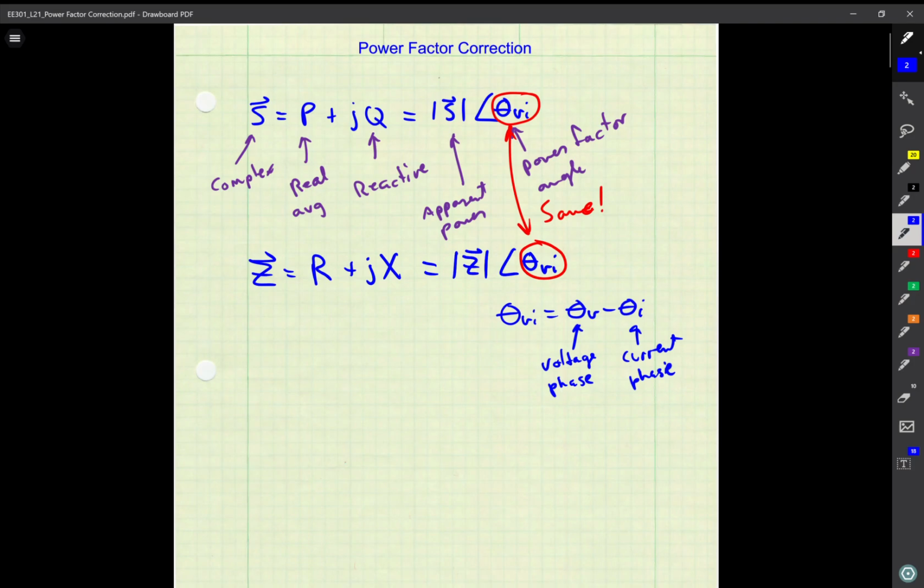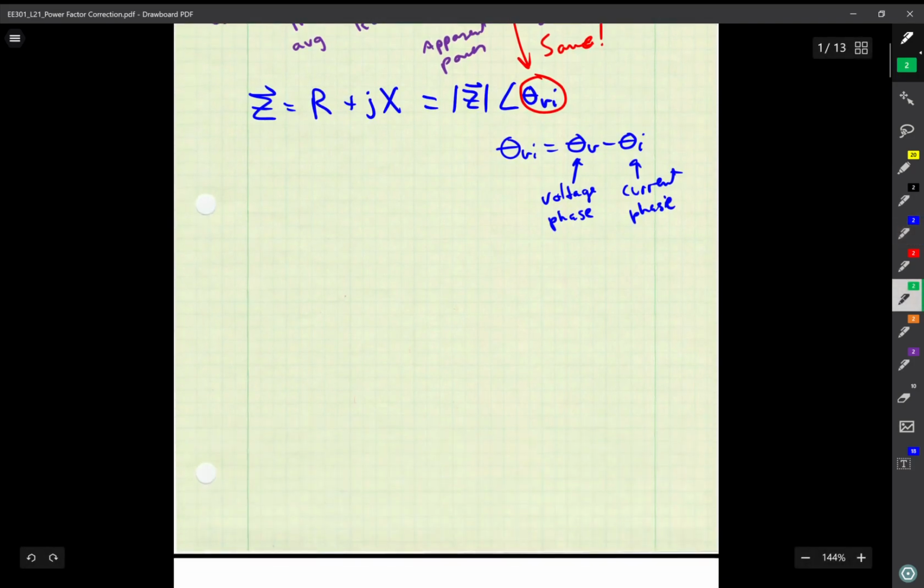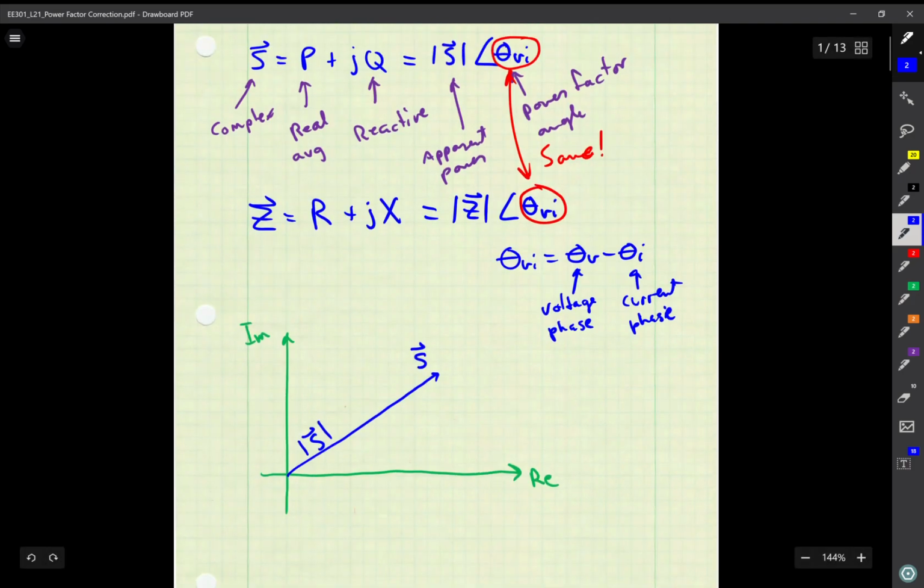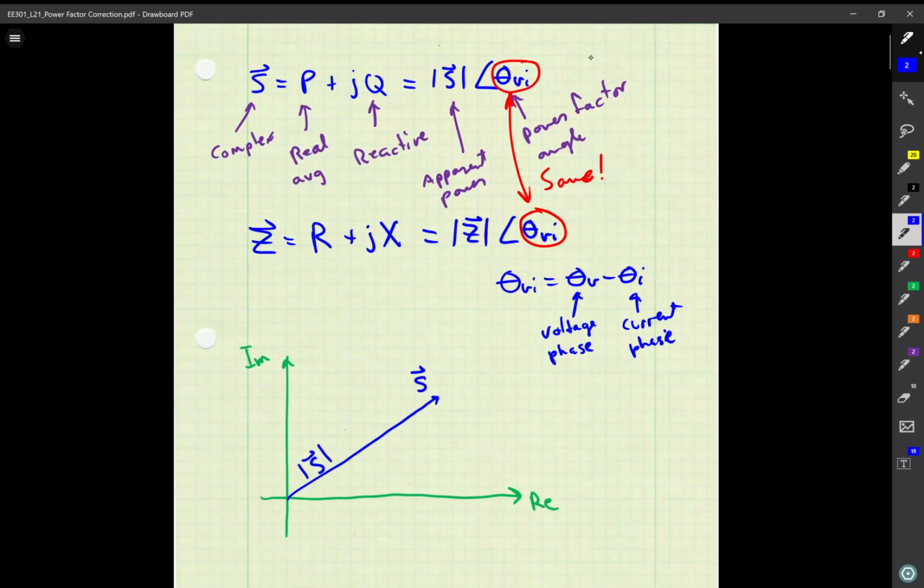Okay. If I were to draw the power triangle in the complex plane, here's the real axis, here's the imaginary axis. And I drew a vector, and I called that vector complex power. That vector has a magnitude, and that magnitude is S with the absolute value symbols, and that's apparent power, and the apparent power units are volt amps.